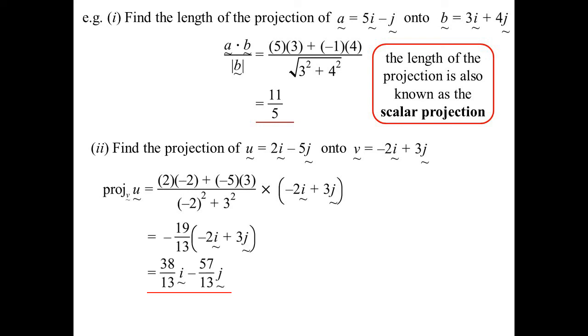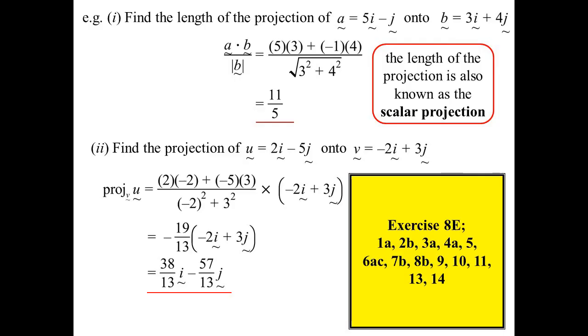So that fraction becomes minus 19 on 13. I'm just going to expand the whole thing out there, and I get 38 on 13, i minus 57 on 13, j. That'll do us for today.